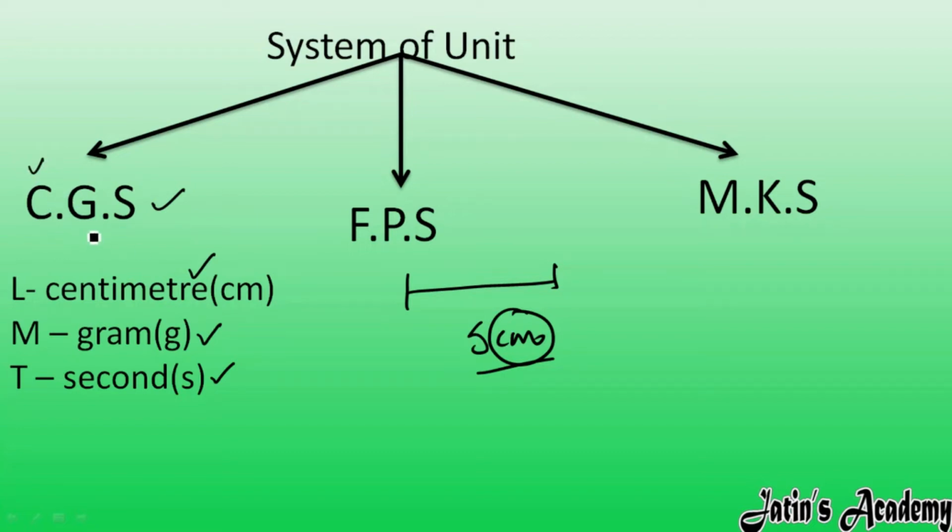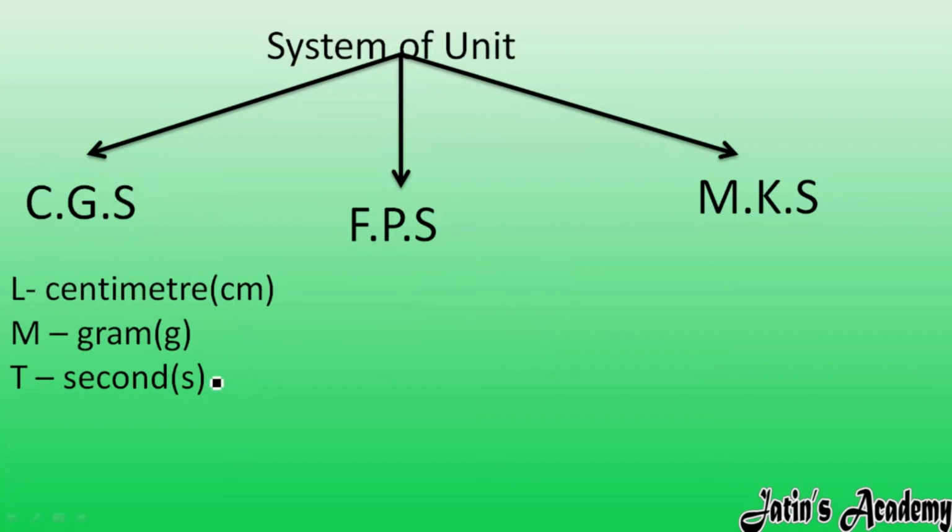If I'm measuring any mass, then in the CGS system it should be in gram only. I have to convert that. How to convert, we will do in the next slides. And if I'm measuring any time period, that time period should be in second only. So how can you learn this? C means centimeter, G means gram, S means second. So in the CGS system, length should be in centimeter, mass in gram, and time in second.